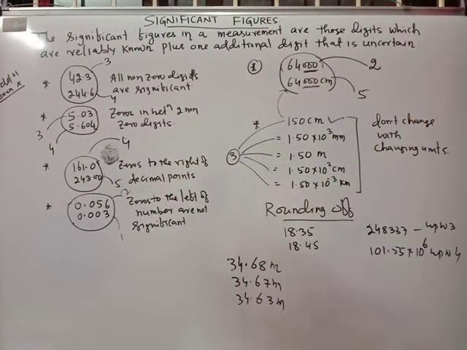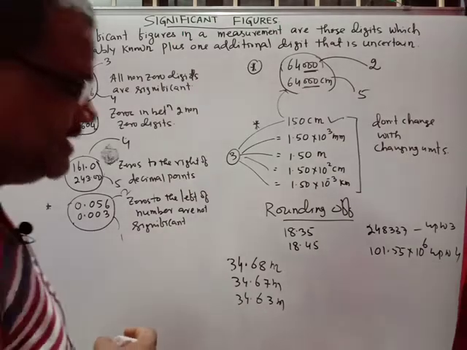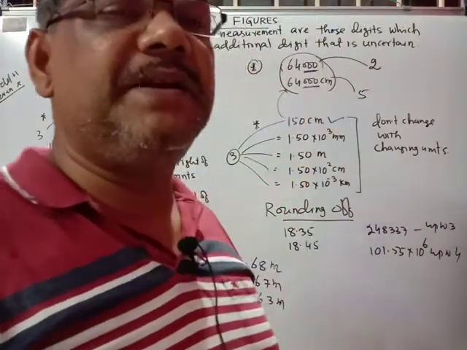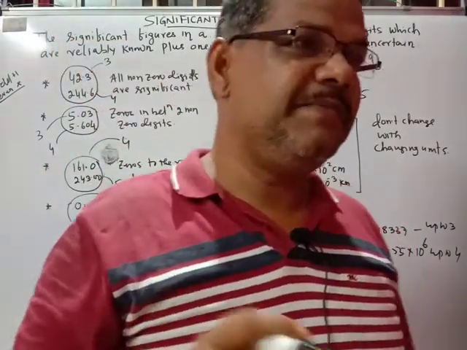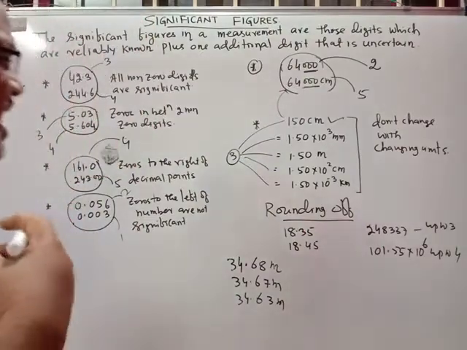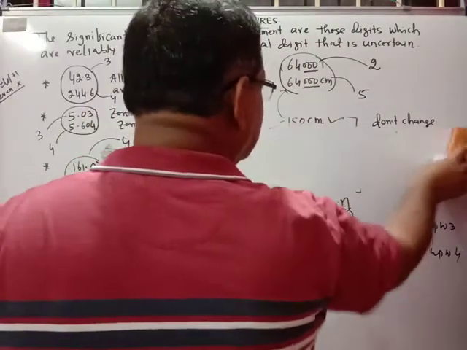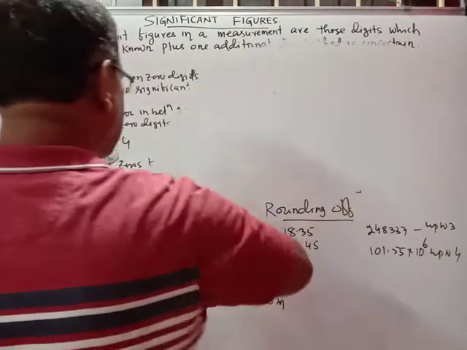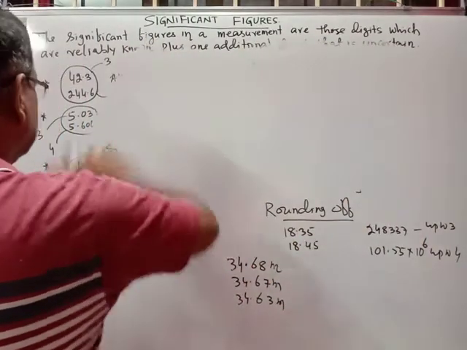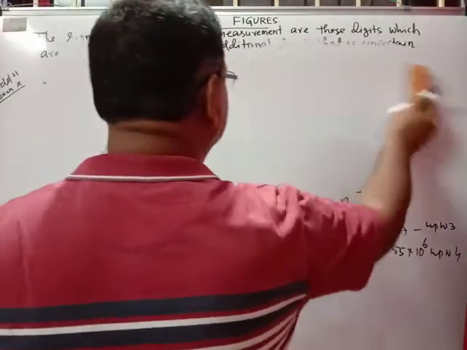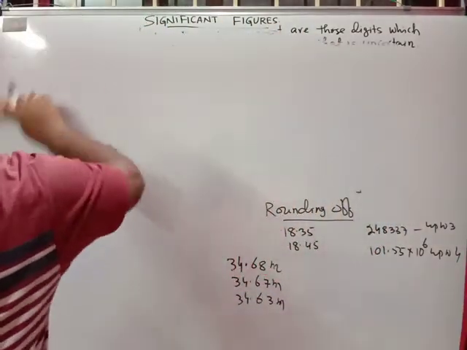So students, this is the part on significant figures, and we will discuss more about how significant figures are used in arithmetic operations. Before that, I would like to tell you about rounding off. What is rounding off? How can numbers be rounded off on the basis of significant figures?